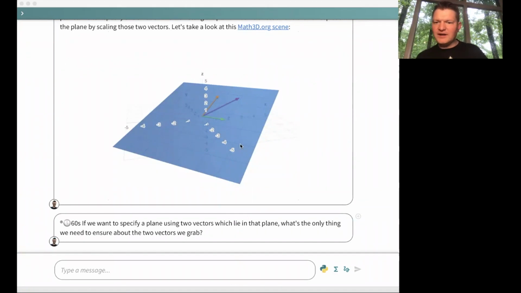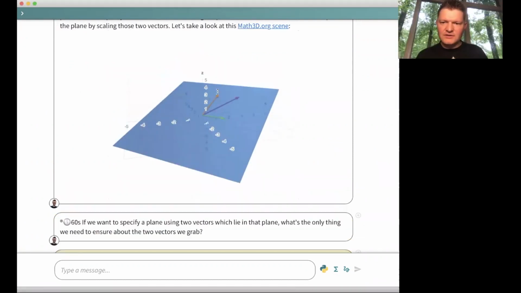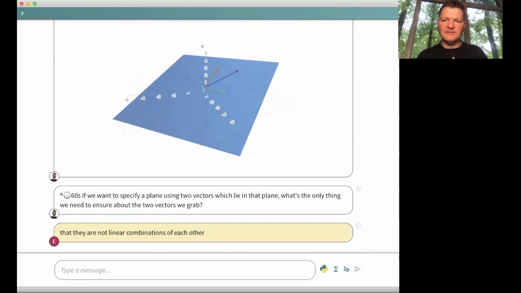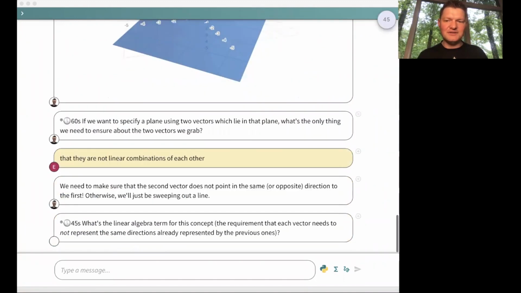Yeah, so I'll share Imre's answer. Imre, do you want to explain this one to us? Yeah, exactly. So that's what's going on here. If we chose this orange vector and then we chose the green one to run in the same direction, we wouldn't actually be reaching all of these other points. So we need to make sure that the second one is not running in the same direction as the first one.